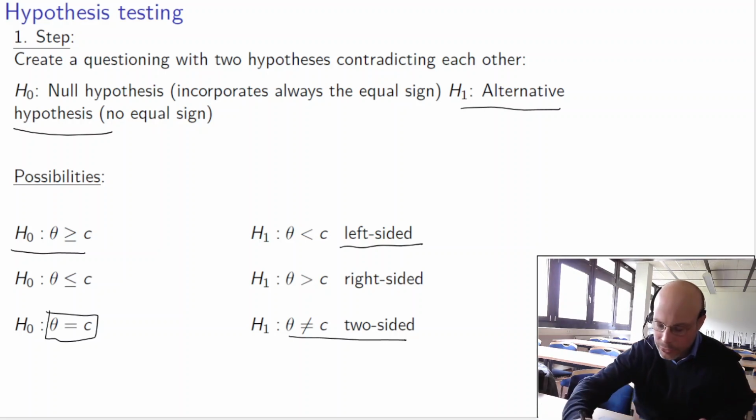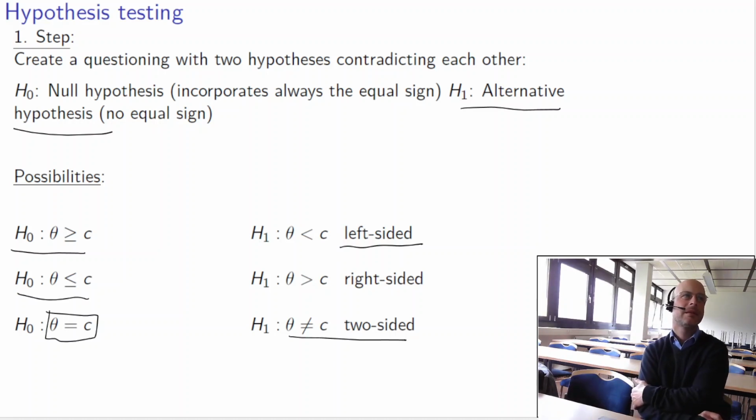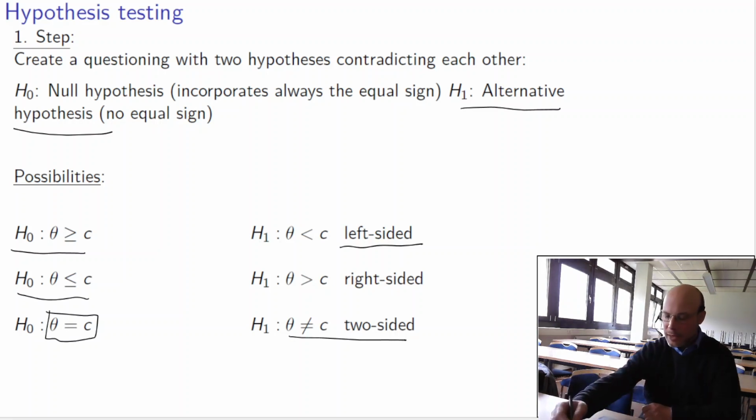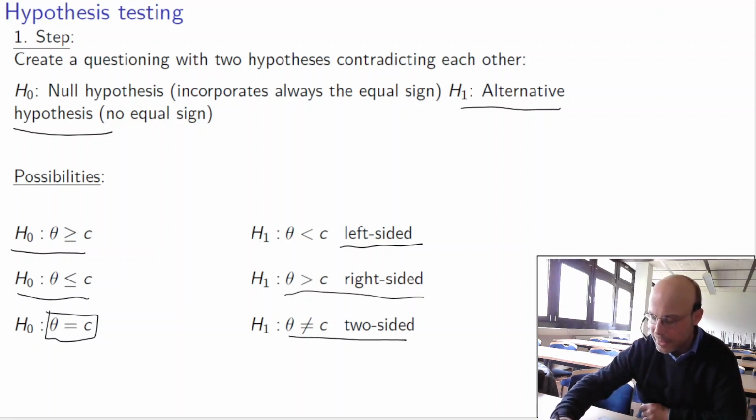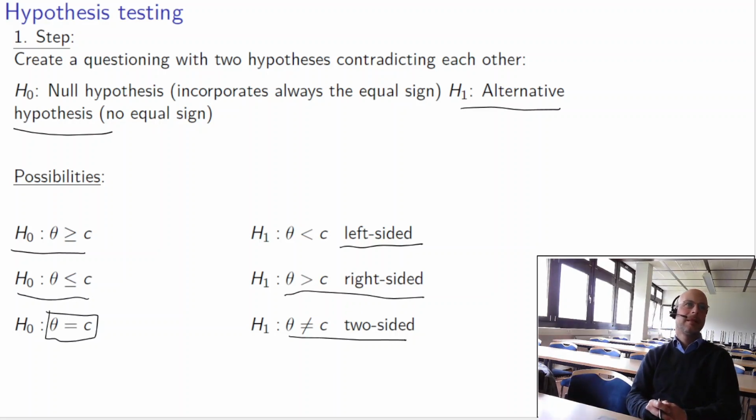If we assume our null hypothesis is our parameter is equal or smaller than some specific value, then the alternative hypothesis would be our parameter is larger than a specific value. And this, of course, because we are moving to the right, is called a right-sided test.